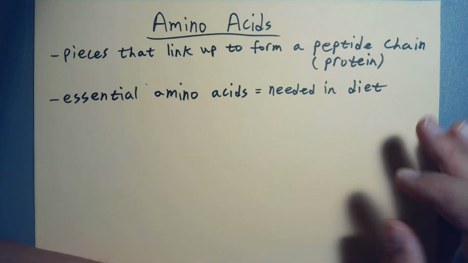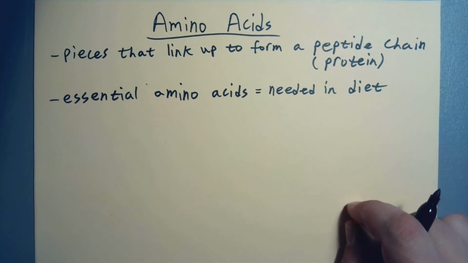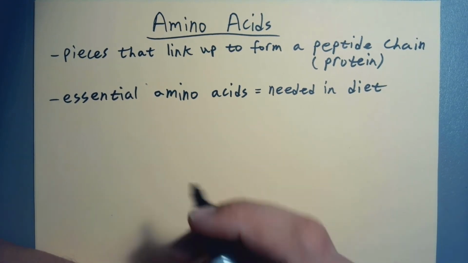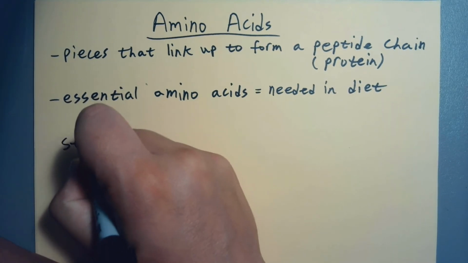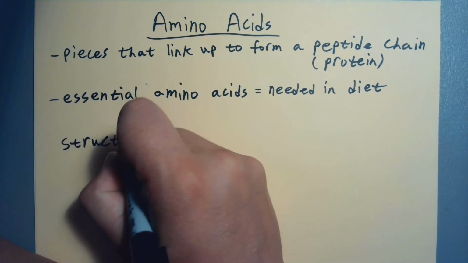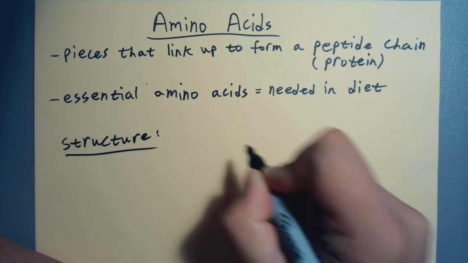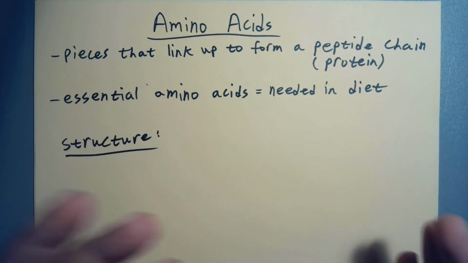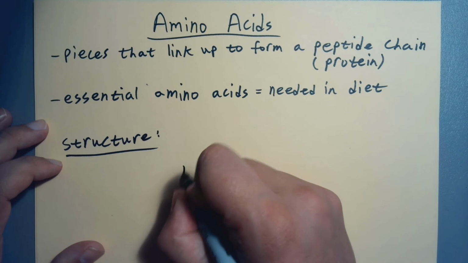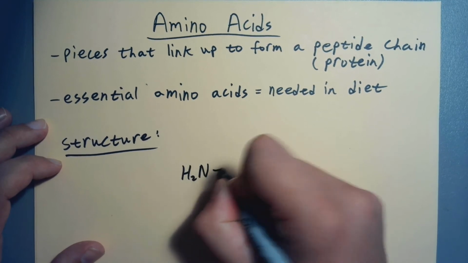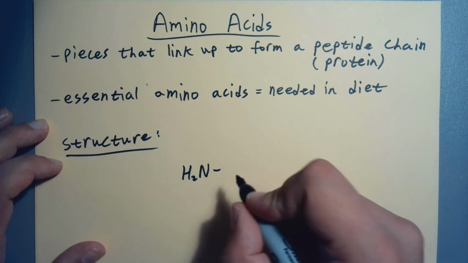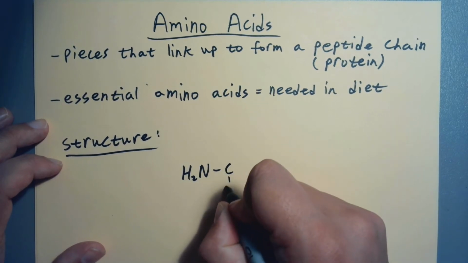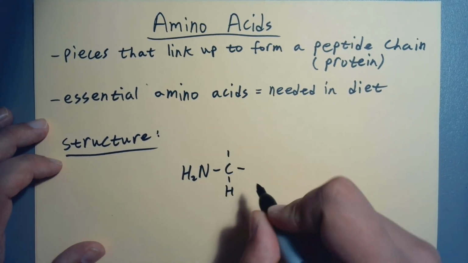Alright, so let's talk about the structure next. So I'm just going to draw a generic structure of an amino acid. The name kind of tells you the pieces in it, at least the key pieces. So we're going to have an amine group, also known as an amino group. We've got a carbon in the middle here.